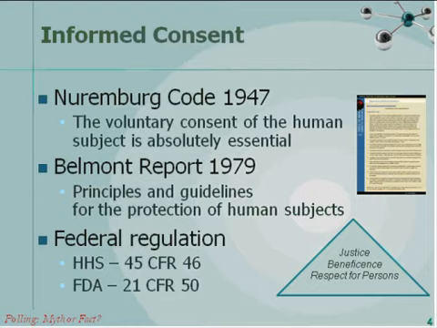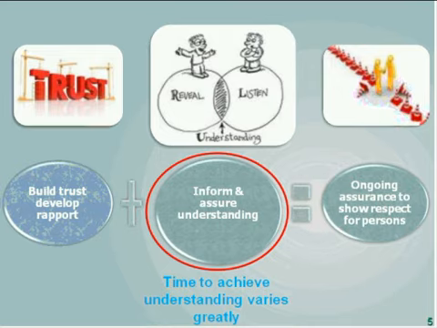There you go, Carrie. All right, we're looking at slide 5, and this is a cartoon equation, and it sums up beautifully what we're really trying to achieve. You have an addition of trust, which means you want to build trust and develop rapport with the participant. If you add inform and ensure understanding by good communication, listening, and understanding, it's going to equal ongoing assurance to show respect for persons. And I think this breeds success for retention, follow-up, their whole participation in the study. And I really like this cartoon equation. I think it sums up beautifully what we're trying to do in the informed consent process.